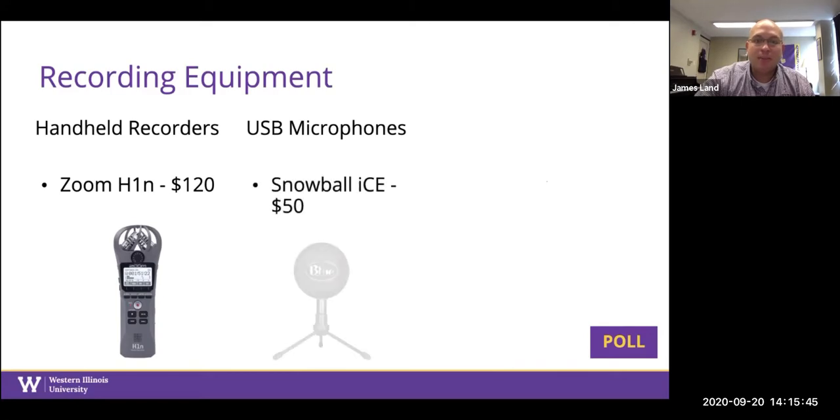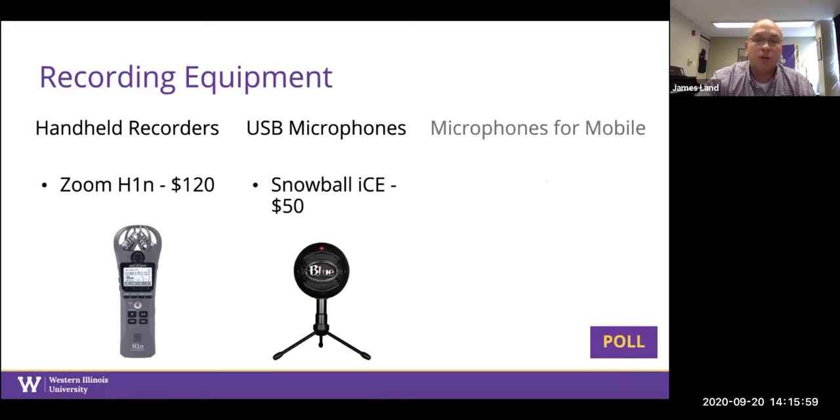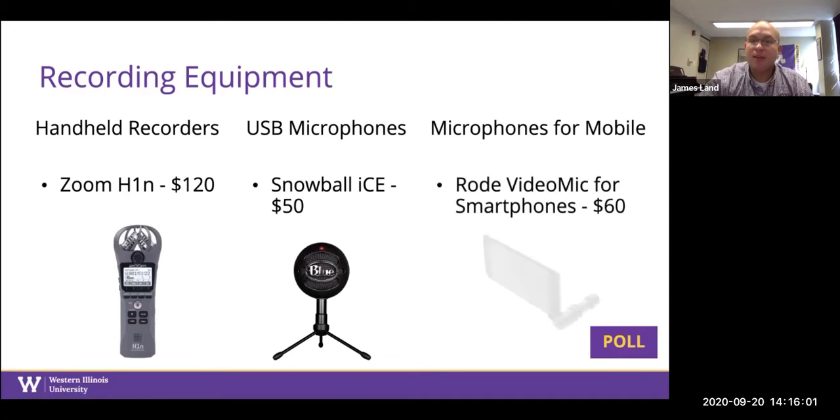Another great thing, USB microphones that plug directly into your computer. If you want to use a QuickTime video, for example, to record yourself, this Snowball mic, 50 bucks, not too expensive, but it's going to be a significant upgrade over the microphone on your computer. And then this other microphone, you can get for your phone. Okay. And this is another great thing, 60 bucks. You can find this just by Googling it.